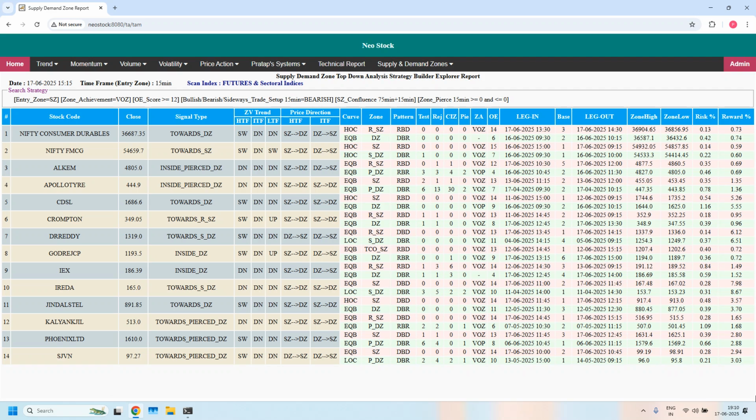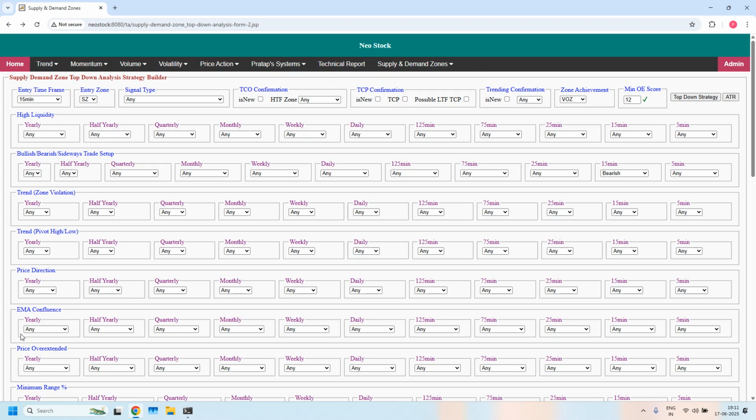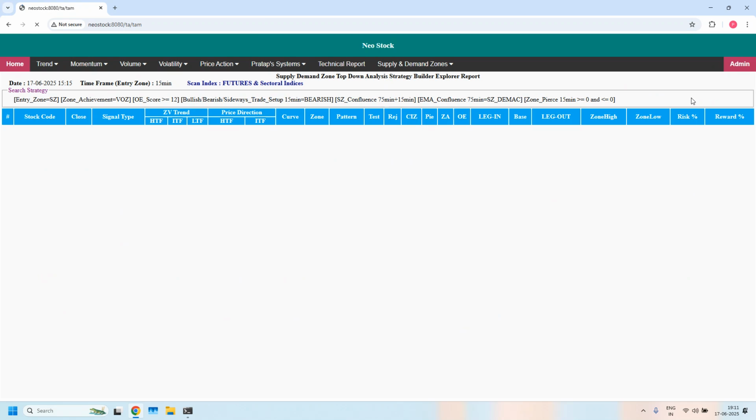In these 14, 15 minute supply zones are overlapped with 75 minute supply zone, and 75 minutes trend is down in all the stocks. Let us further filter based on 75 minute supply zone with daily EMA confluence. With this filter, we did not get any stock. That means none of the 75 minute supply zones are having daily EMA confluence.